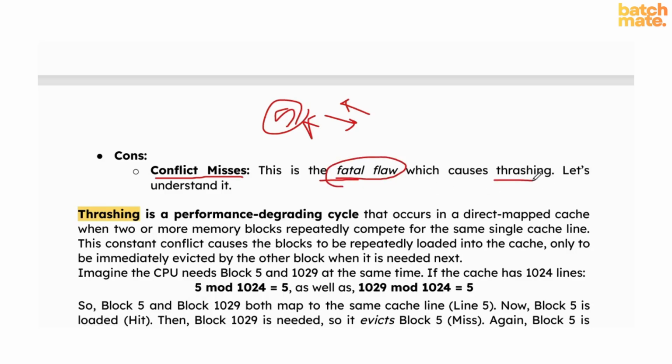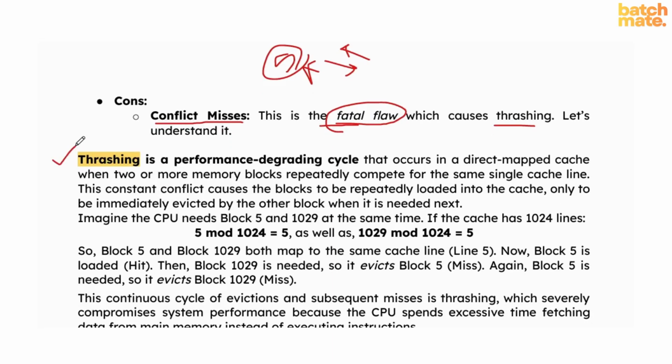which causes thrashing. Thrashing is a performance degrading cycle that occurs in a direct mapped cache when two or more memory blocks repeatedly compete for the same single cache line. This constant conflict causes the blocks to be repeatedly loaded into the cache, only to be immediately evicted by the other block when it is needed next.